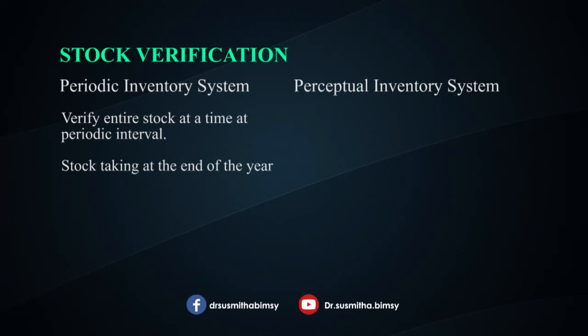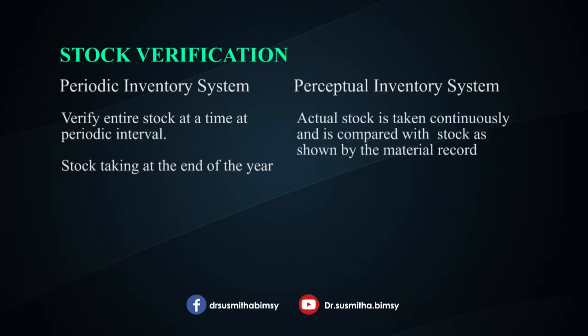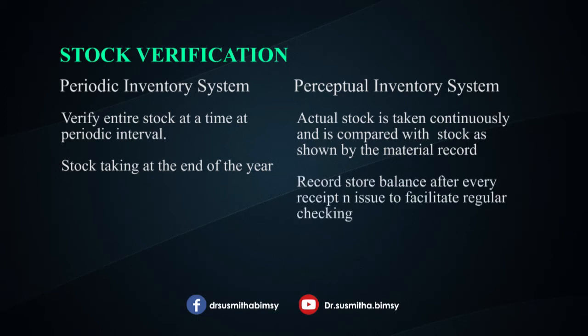The system of material control on a continuous basis while the material is in storage. So under this system, the actual stock is taken continuously and is compared with the stock as shown by the material records. That is, in this method, we have to record store balance after every receipt and issue to facilitate regular checking and to avoid closing down of factory for stock taking. So the important feature of this perpetual inventory is continuous physical stock taking.